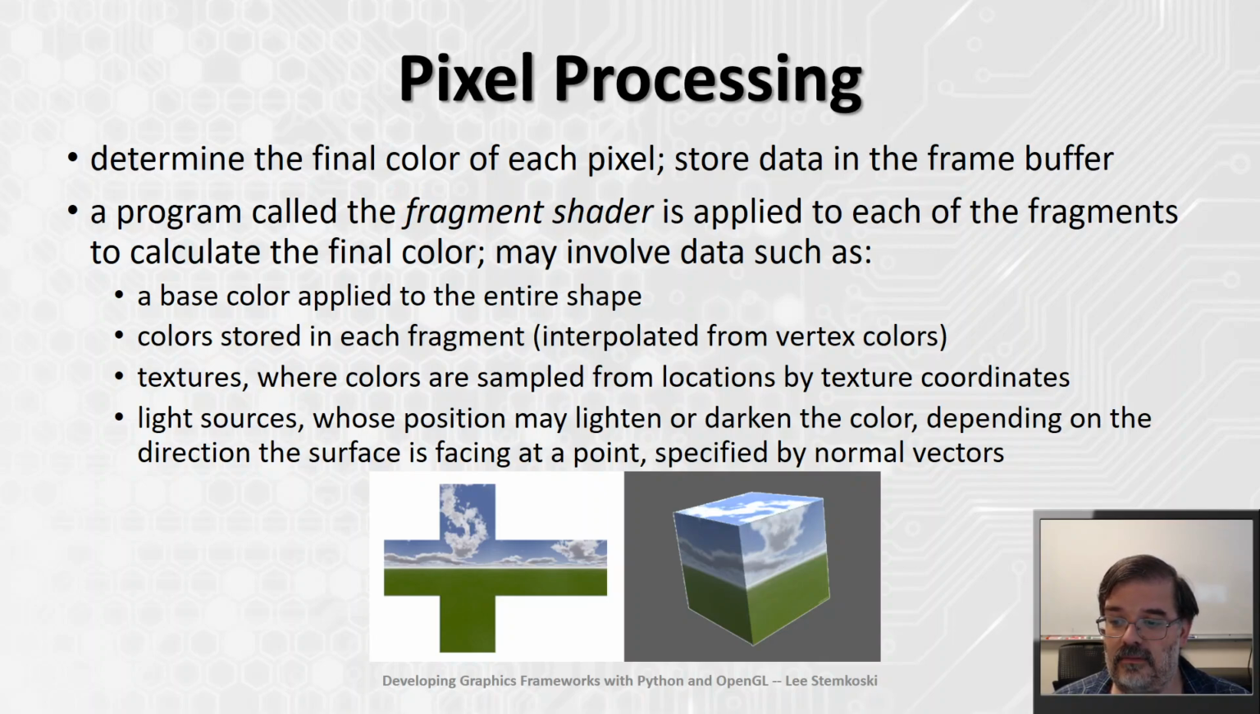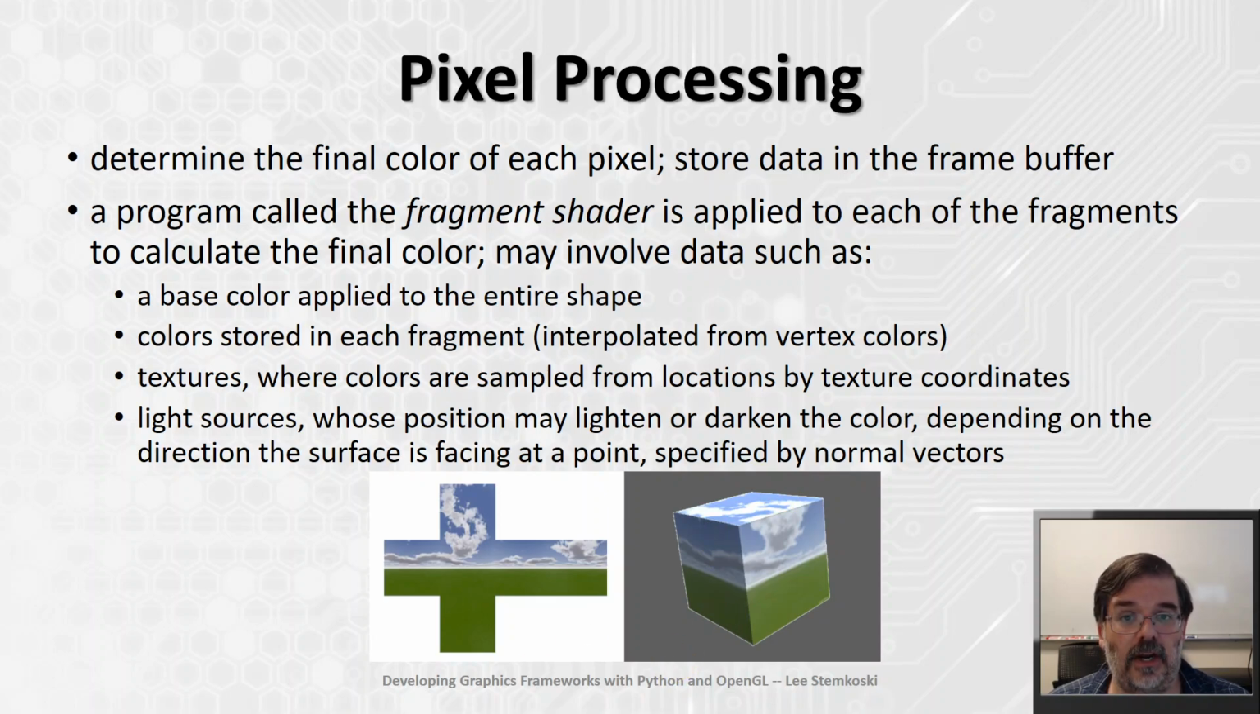And this calculation could involve a variety of data stored in each fragment, in combination with some globally available data, such as maybe there's a base color applied to the shape. There could be colors stored in each fragment, as we just saw, interpolated from vertex colors. There might be a texture or an image applied to the surface of the shape, as shown in this picture here. On the left, we have an image, and on the right, we have a cube that the image is being applied to. And so texture coordinates at this stage in the graphics pipeline would say which points in this image should be applied to which points on the surface of the cube.